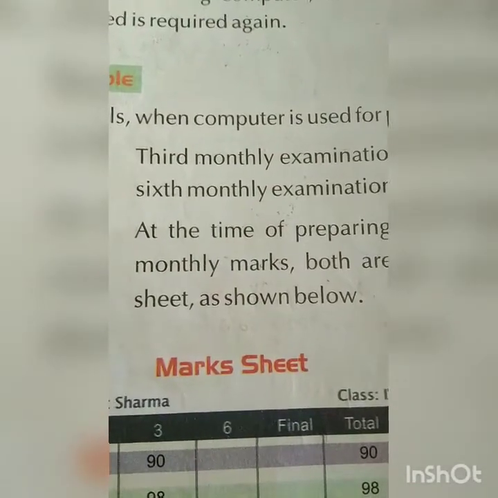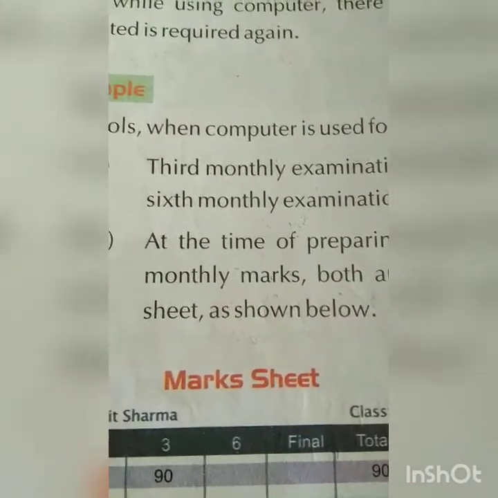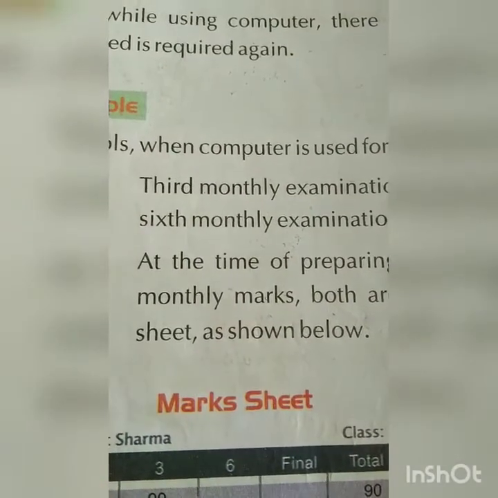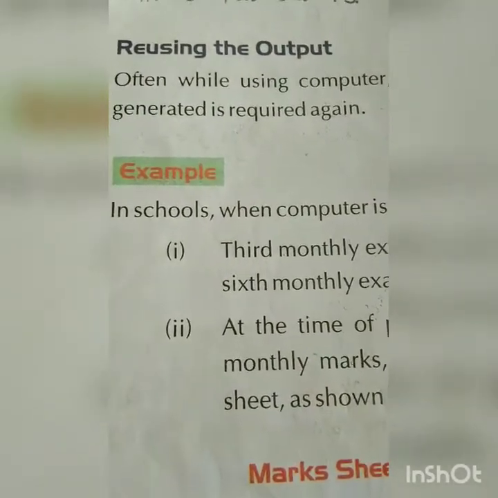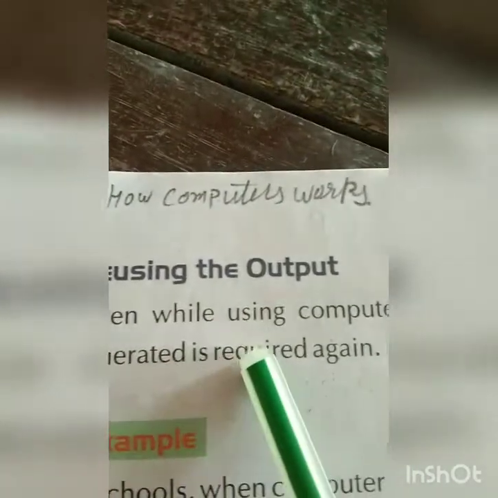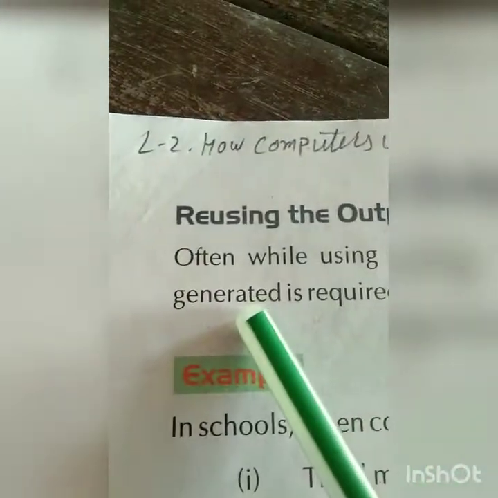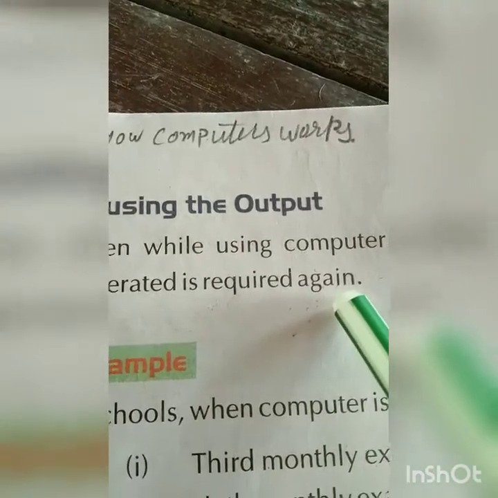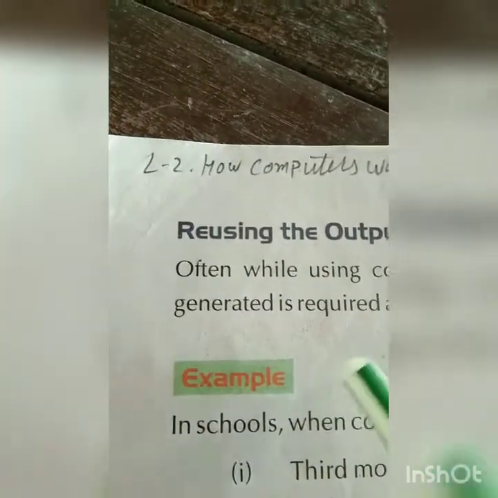So let's start our lesson number 2, part 3, how computer works. Today on page number 16 we will learn about reusing the output. But how do we reuse the output? It is given that often while using computers a situation comes when output once generated, meaning one time you have already taken out your printout, but it is required again and again. So it is known as reusing the output.